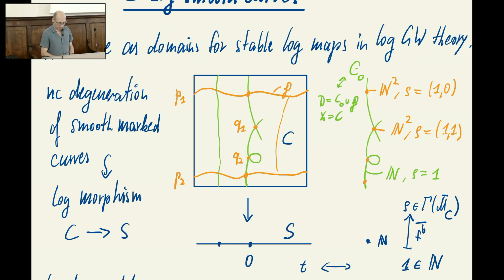Okay, so there are two interesting points. So at P, there's an N here, okay? And there's an N here. And at this point, there's an N squared. You know? One direction comes from this, the other one from that. And they're kind of independent, as you will see.